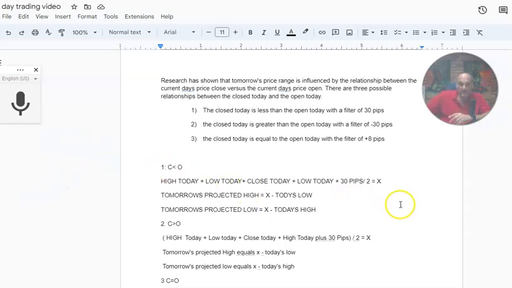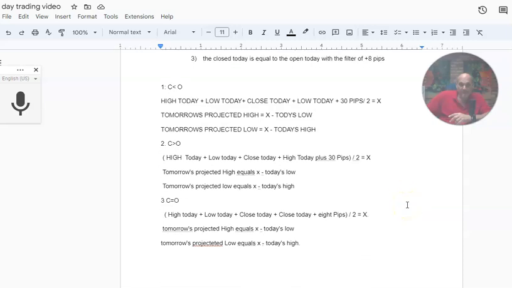So anyway, if we have these three relationships that exist, you might want to write this down, pause the video, write this down. When you have a close that is greater than the open, to figure out tomorrow what the projected range could be and how the market's reacting, and you can get a good sentiment with this, you would take the high today, plus the low today, plus the close today, plus the low today, add 30 pips, divided by 2, you get X. Now you get tomorrow's projected high as X minus today's low. Tomorrow's projected low is X minus today's high.